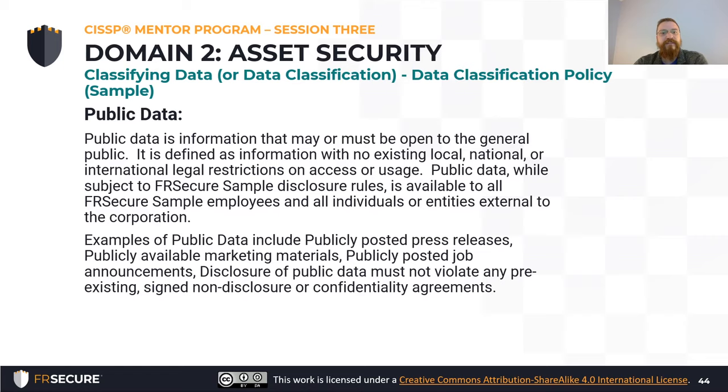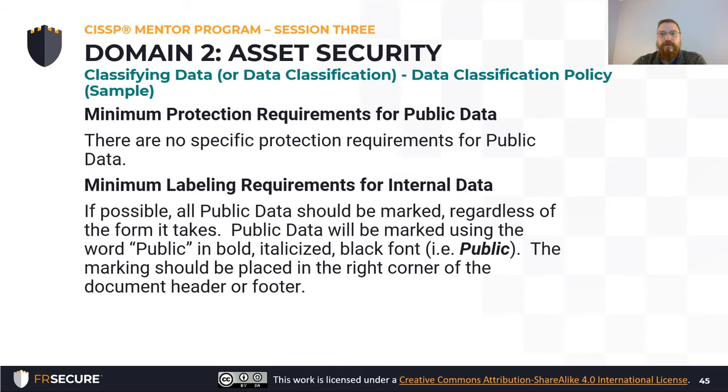And then public data, this is what's going to be publicly available. This could be things on the website. This could be job postings, press releases, all those types of things. Same thing. We don't have really any protection requirements for public data. It's public. It's out there. There's nothing. That's the whole point of it. Again, we should be marking it as public just so that we know what the protection requirements are.